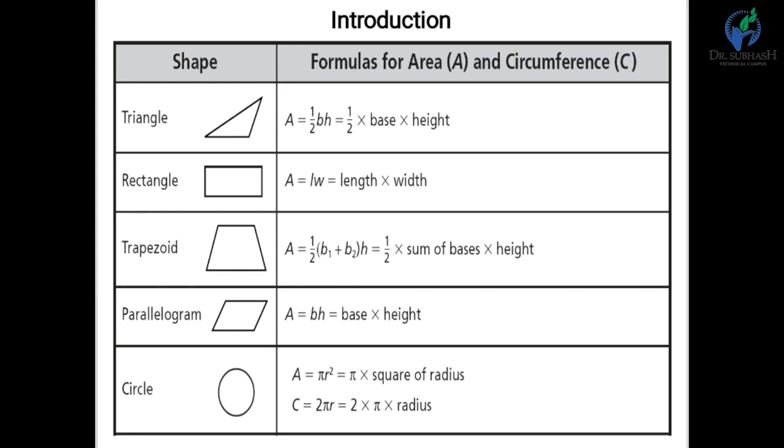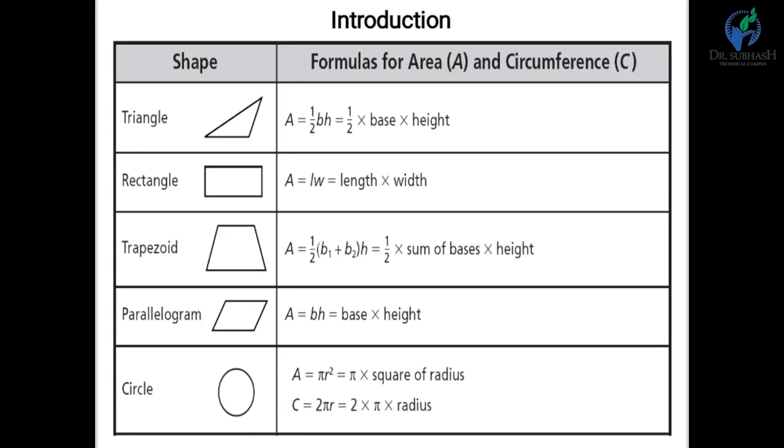We know that there are many geometrical shapes, and some of these shapes are known, and we studied their formulas previously in secondary and higher secondary academic curriculums. Some of the common areas and common formulas are given in that table: triangle, rectangle, trapezoid, parallelogram, and circle. All the formulas for these known shapes are given in the table.